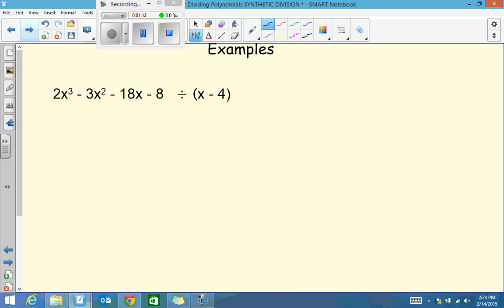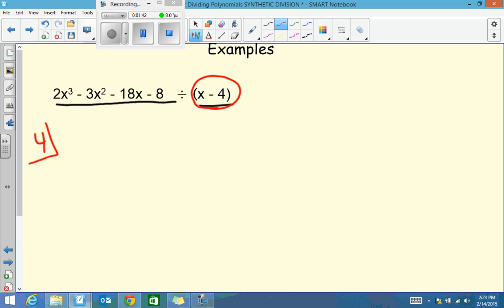Again, the problem looks just like it did in long division. We're dividing this polynomial by x minus 4. I want you to just follow along with exactly what I do, and I'll explain it as it happens. First thing, we are dividing by x minus 4, so we're going to take the opposite sign of this. Instead of minus 4, we're going to write a plus 4 and put it in a little box off to the side.